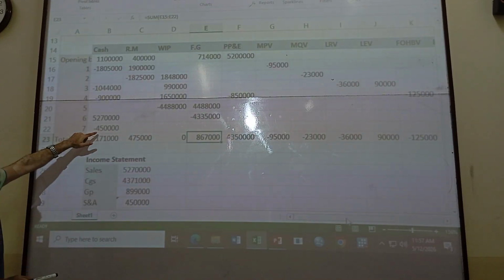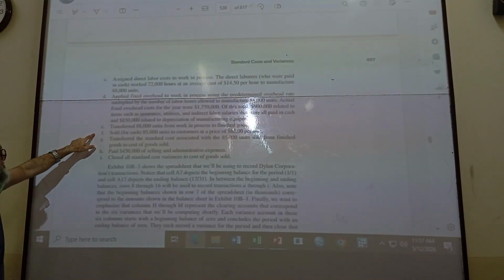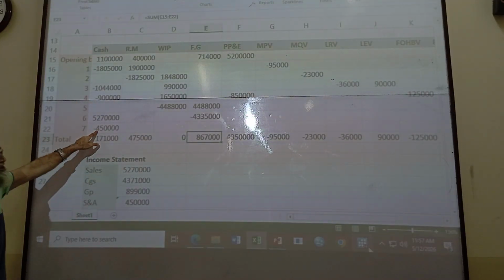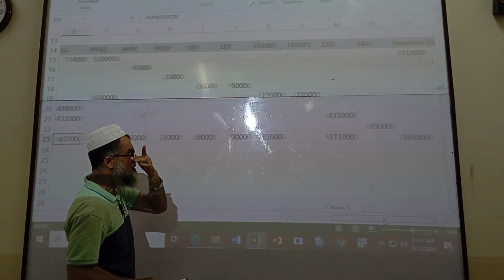Okay, so next one is selling and admin expenses. Selling and admin expenses you pay in cash, so subtracted from cash 450,000. So subtracted from cash, and we have a column for selling and admin expenses as well.